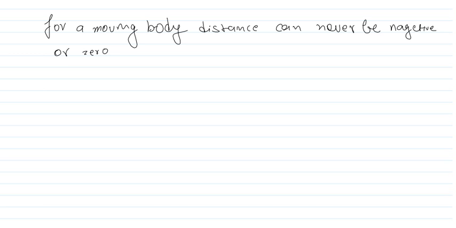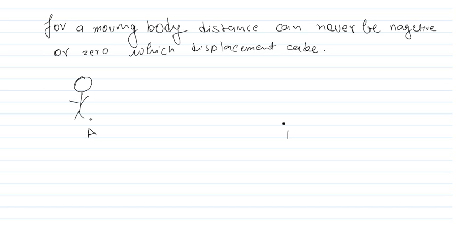While displacement can be negative or zero for a moving body. Okay, how? Let's say there is a boy at point A, and here is a point B. Let's say this boy moves from point A to point B, and the length of this path is, let's say, 100 meter.